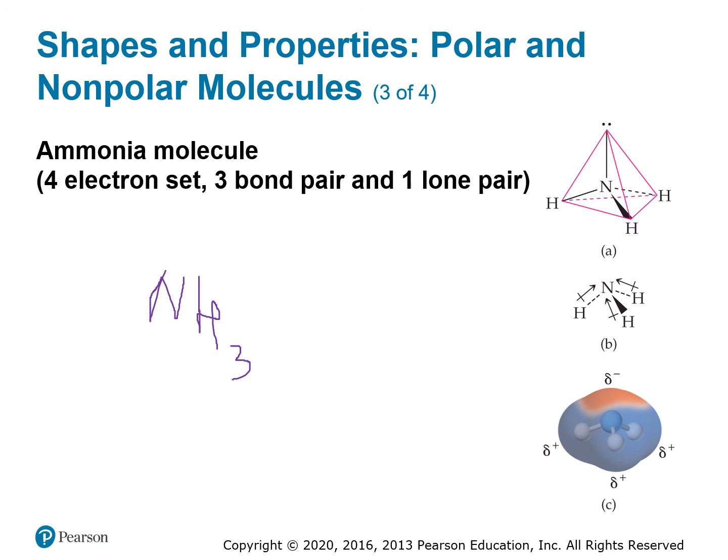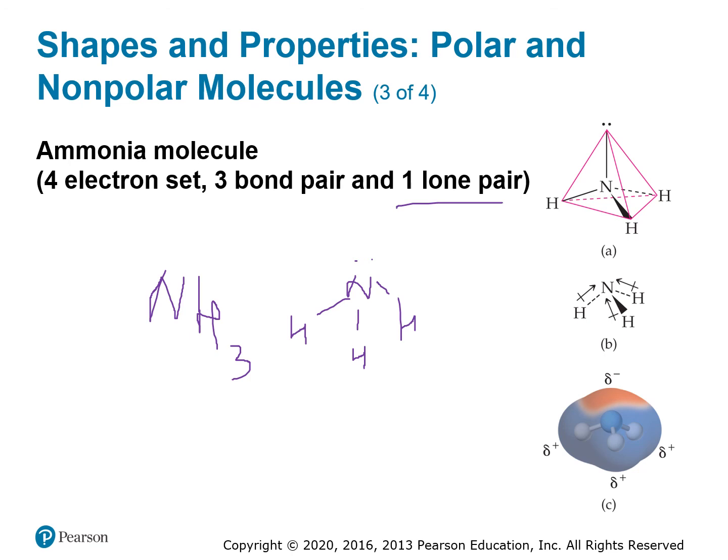So if I have to draw nitrogen, hydrogen, excuse my drawing, and then the lone pair is sitting on top. So you have 3 bond pairs and 1 lone pair. So there are 4 electron sets, but it involves a lone pair. So what happens?